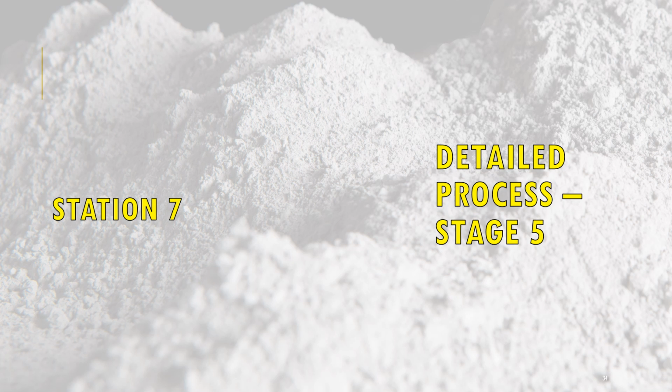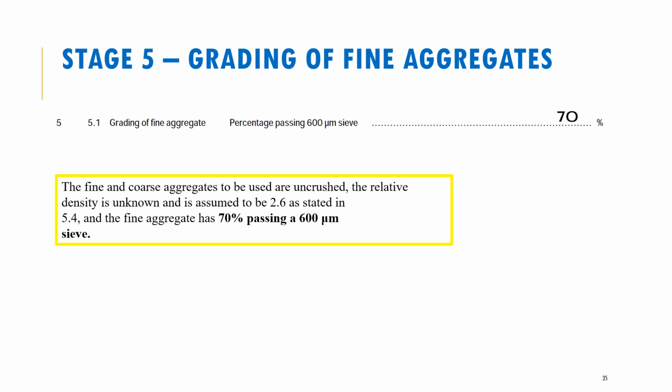In stage 5, we move on to proportioning this total aggregate content into fine and coarse aggregates. The first step in stage 5, we need to specify the percentage passing the 600 micrometer sieve, and it's 70%. How did I obtain 70%? Well, that's information that was provided to me by the client.